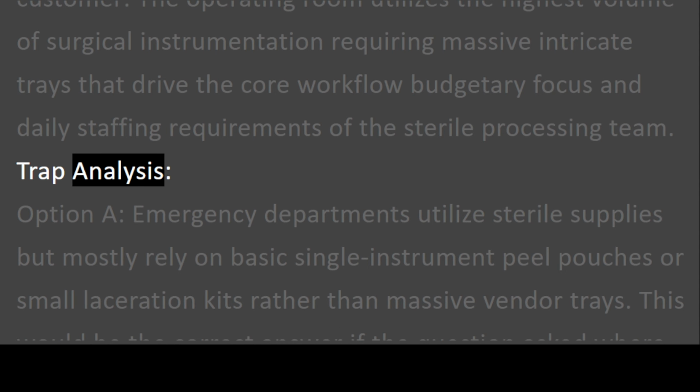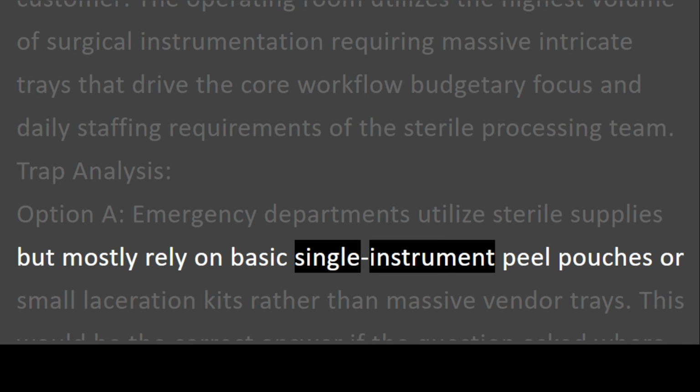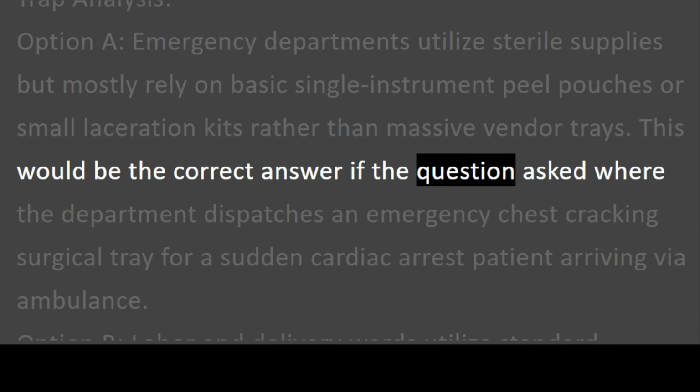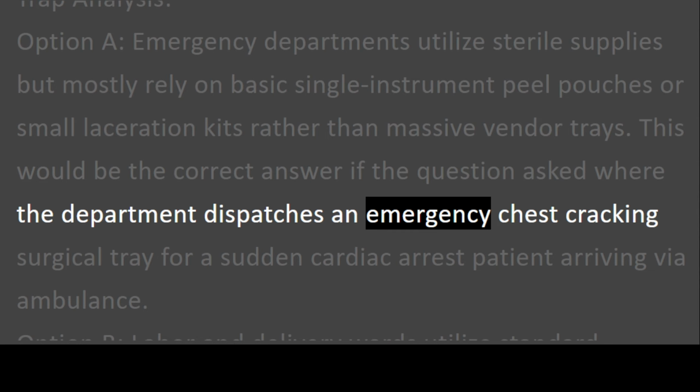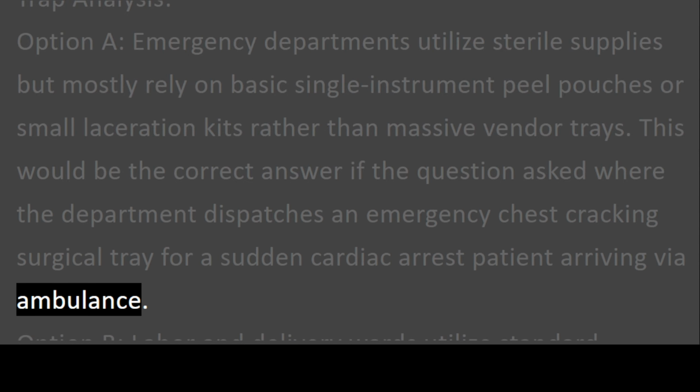Trap analysis. Option A. Emergency departments utilize sterile supplies but mostly rely on basic single-instrument peel pouches or small laceration kits rather than massive vendor trays. This would be the correct answer if the question asked where the department dispatches an emergency chest-cracking surgical tray for a sudden cardiac arrest patient arriving via ambulance.